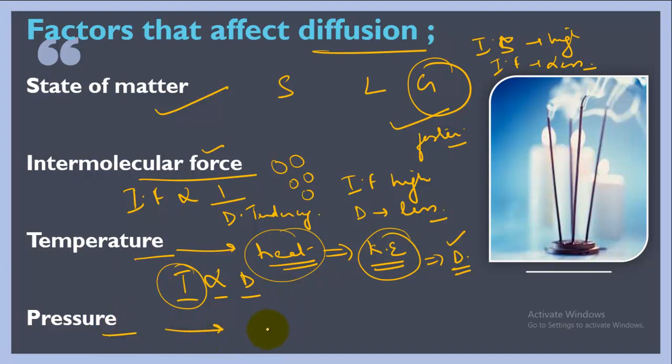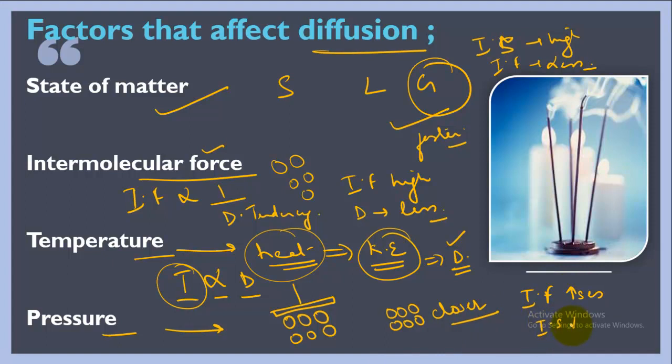Now we have seen that if we apply pressure on any substance, like if I take some sample and I am applying, let's say, pressure with the help of a piston on them, obviously these particles will come closer to each other. As a result, their intermolecular force will increase and space will decrease. And now if the force increases and the space decreases, obviously the diffusion tendency is going to decrease.